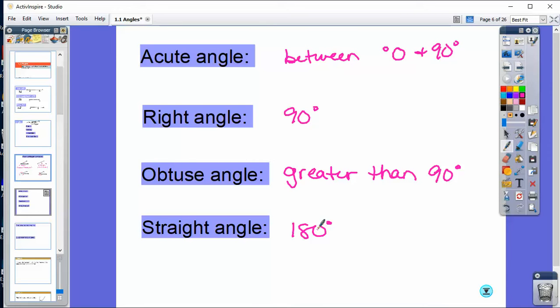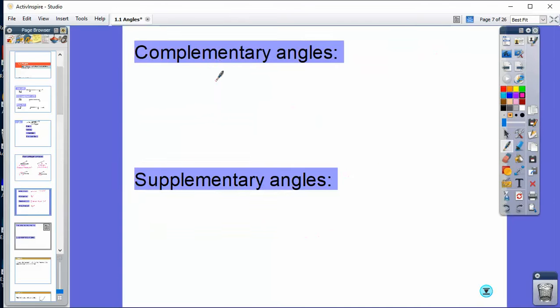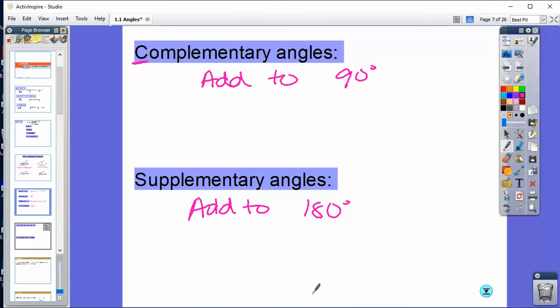Complement and supplement. Remember those? What's complement? Add to 90. Supplements add to 180. If you have trouble remembering that, C comes first in the alphabet, so it adds up to the smaller amount. Complements add up to 90. Supplements add to 180. So there's our first little geometry review.